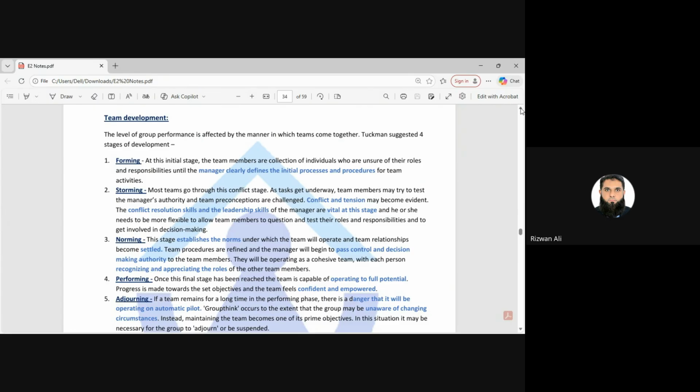Can we discuss a little bit of storming? Right. So most teams go through this conflict stage. A task gets underway. Team members may try to test the manager's authority and team preconceptions are challenged. Conflict and tensions may become high. So everyone has their personal interest, personal target, right? So they want to be in a better position, or maybe they are trying to delegate the load on somebody else.